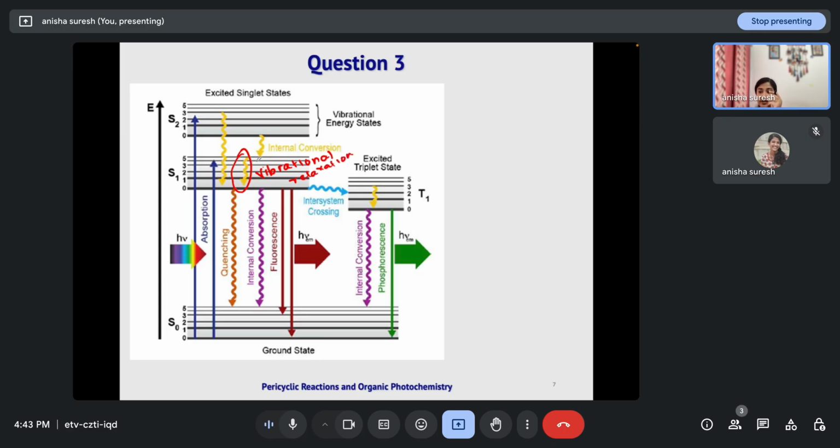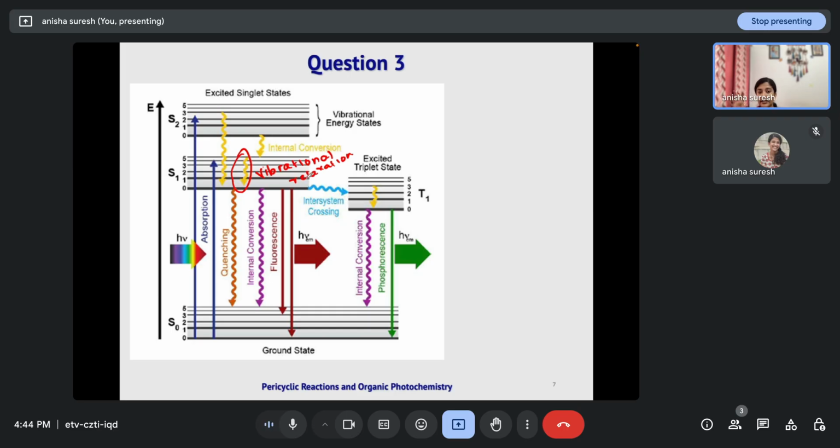Not from one electronic state to another electronic state, but from a vibrational level of one electronic state to a vibrational level of the same electronic state. If it is undergoing a non-radiative process, that is an example of vibrational relaxation.